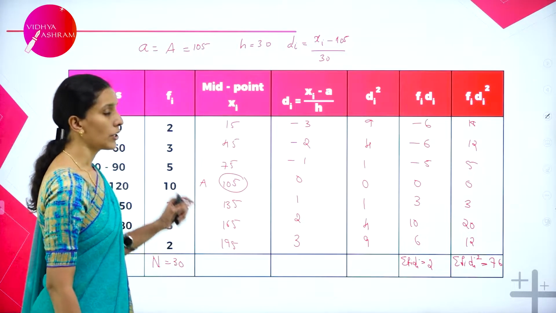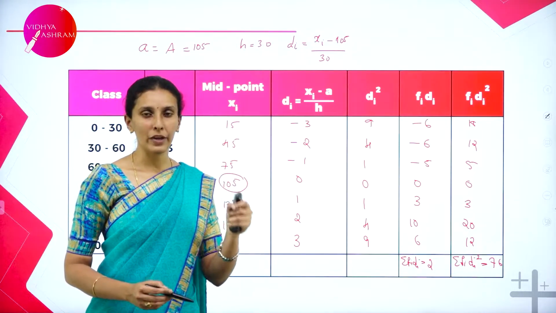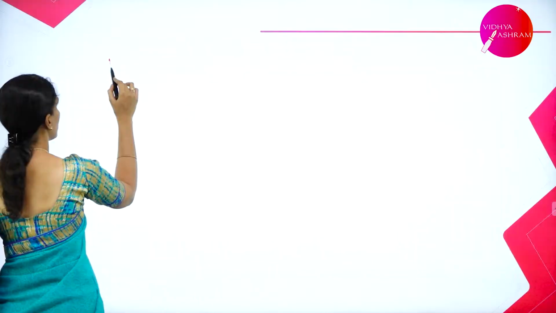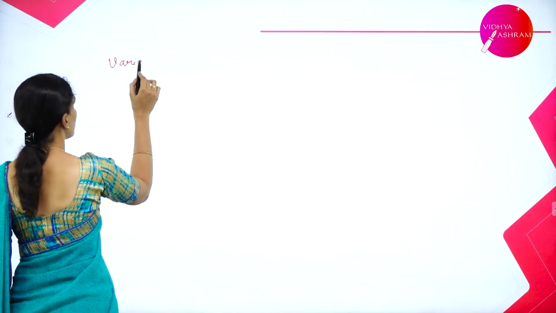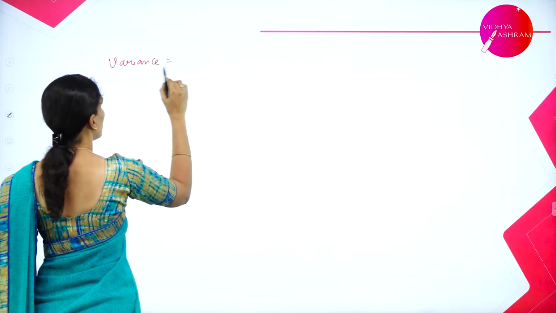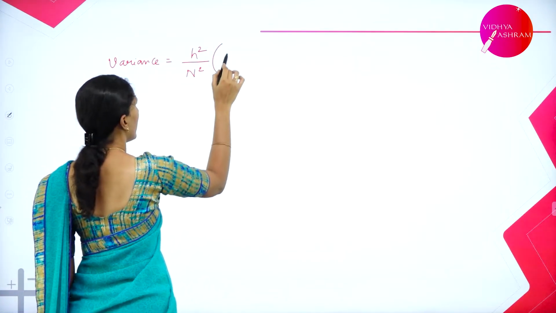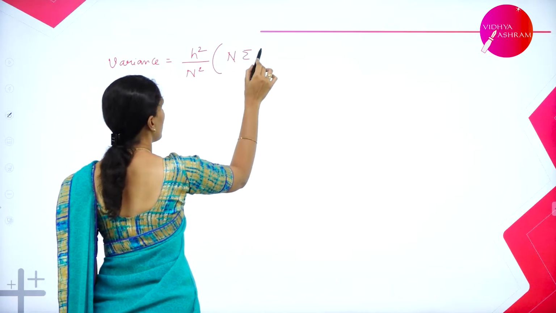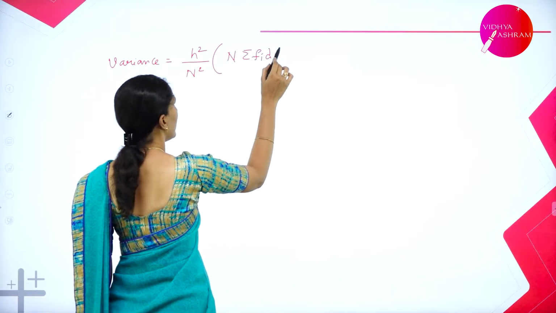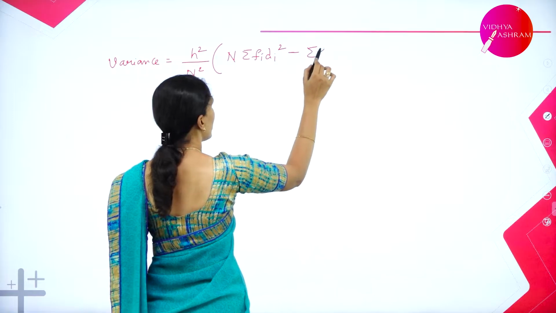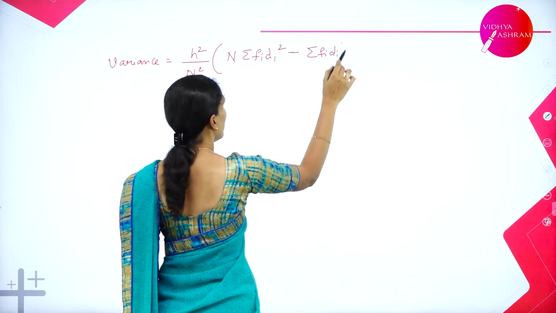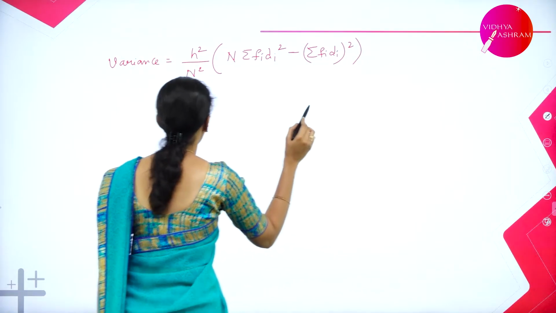Now let us use the formula to calculate the variance and standard deviation. Variance is equal to h square divided by n square into n summation fi di square minus summation fi di whole square. So this is the formula.